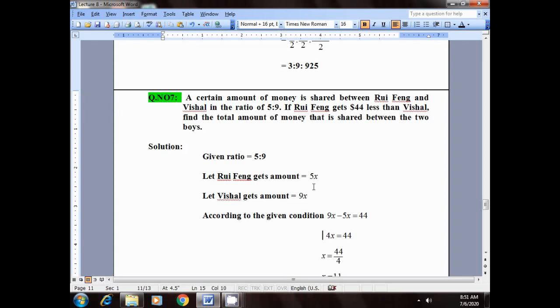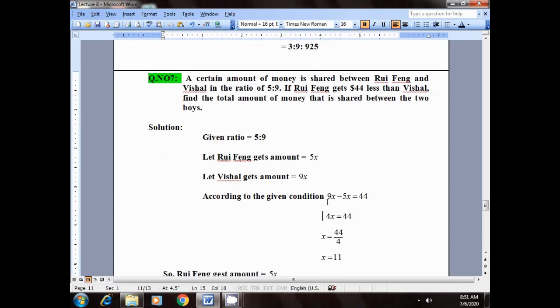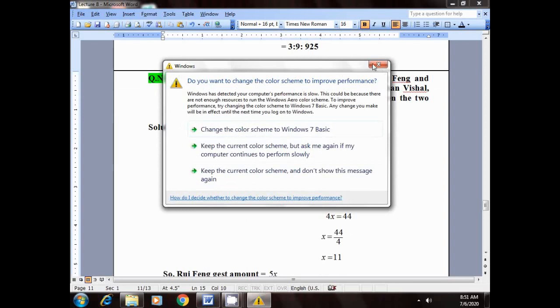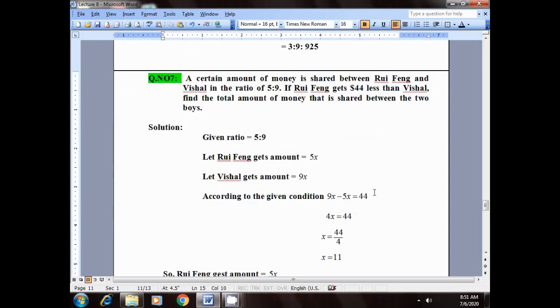Now using this information according to the given condition, what is the condition in this question? The condition is Rui Feng gets $44 less than Vishal. So we can use this condition as 9x minus 5x equals 44. Now let me explain this equation. We have an equation 9x minus 5x equals 44. You see 9x is the positive term and minus 5x is the negative term.